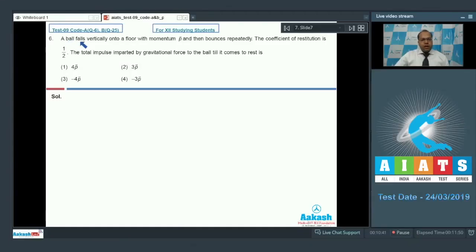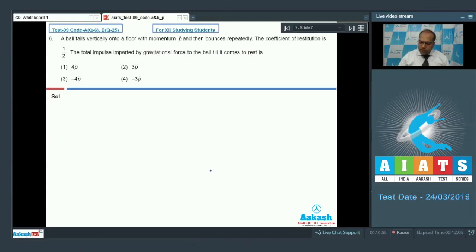In question number 6, a ball falls vertically onto a floor with momentum p vector and then bounces repeatedly. The coefficient of restitution is half. The total impulse imparted by gravitational force to the ball till it comes to rest is?